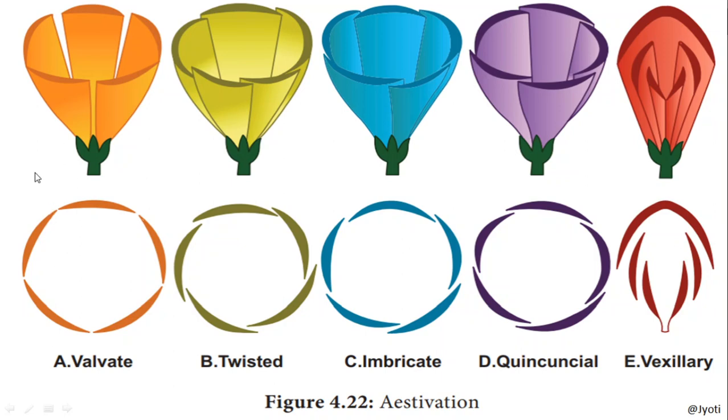Estivation means the arrangement of the petals in the floral bud. It may be valvate, twisted, or imbricate. Imbricate is of two types, ascending imbricate and descending imbricate. In ascending imbricate, the innermost petal is present towards the posterior part, or you can see it is above, and in the descending imbricate, the innermost petal is present below. Okay. So here are the arrangements of the petals.